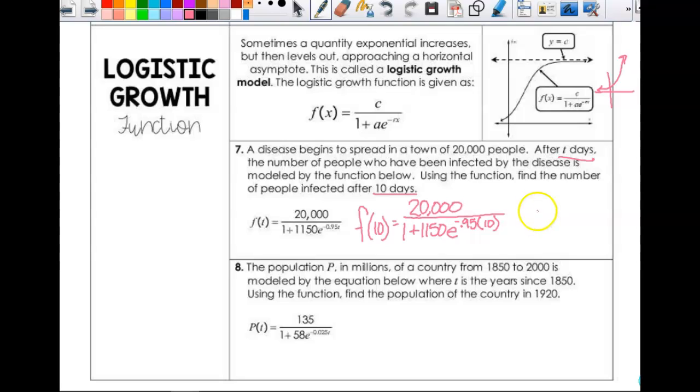All right, so did you get 18,414 people? That's a little scary, isn't it? In 10 days. It's almost everybody, but it's not everybody. We'd be up here and we'd be getting closer and closer and closer to that 20,000, but maybe they're immune or something. Okay, we good on that? It is very scary. Okie dokie.